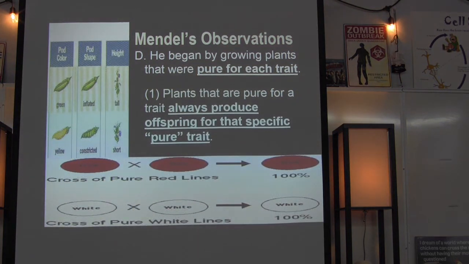For example, if I have something that's 100% pure for red, and I breed it with something that's 100% pure for red, my offspring are always going to be 100% pure for that trait. So it's a purebred. If I have something that's 100% white and breed it with something that's 100% white, the offspring are going to be 100% white. Those are called purebred or pure traits. If I had bred something that was 100% red with something that's 100% white, you're not going to get a purebred, you're going to get a mixture. So that was his first concept.